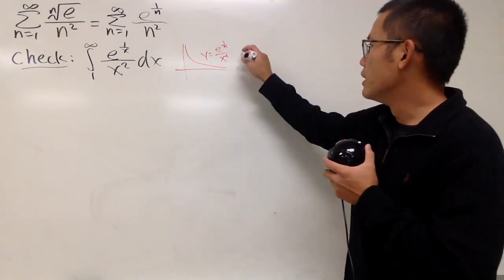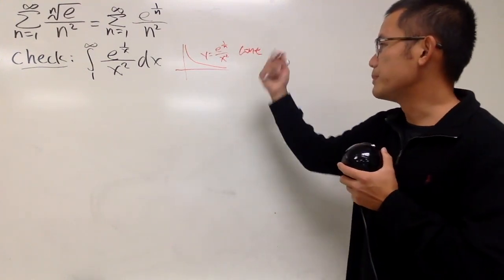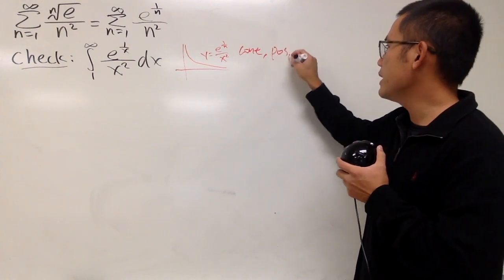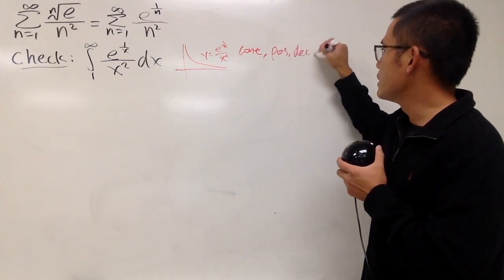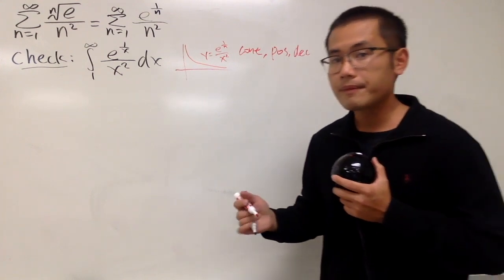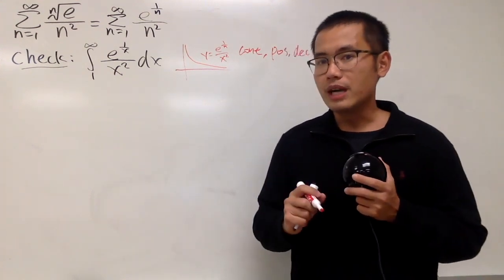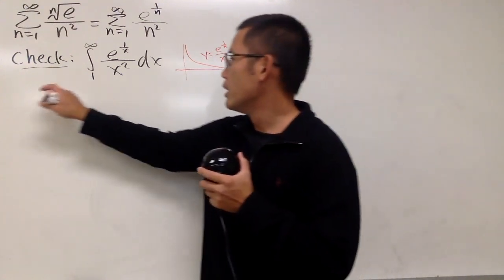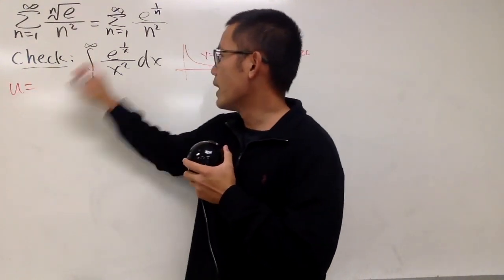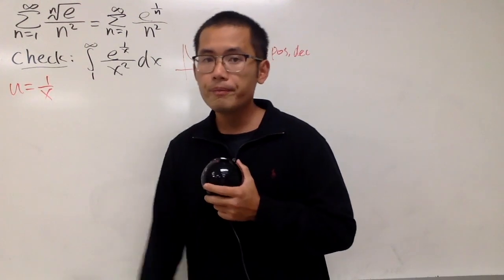All right, so it is continuous when x is bigger than 1, and it's positive, and of course, decreasing. So these are the 3 criteria. Now, how can we integrate this though? Yes, we'll do some u substitution. So here we go. We are going to let u equal to 1 over x right here.